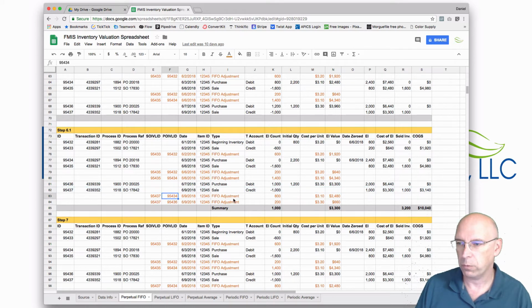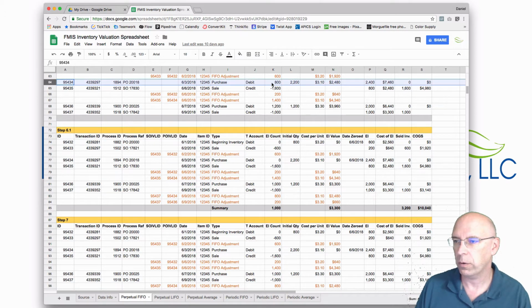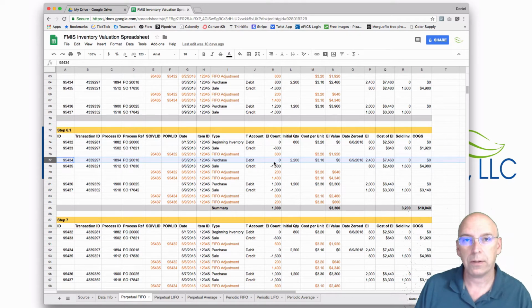For the first one, we're going to pull, remember this had 800, that's right here. We're going to pull all of those 800 on 34. We'll mark it down here. That's going to zero out that line. We no longer have any inventory at that cost from that purchase. So we'll put a date flag in there.